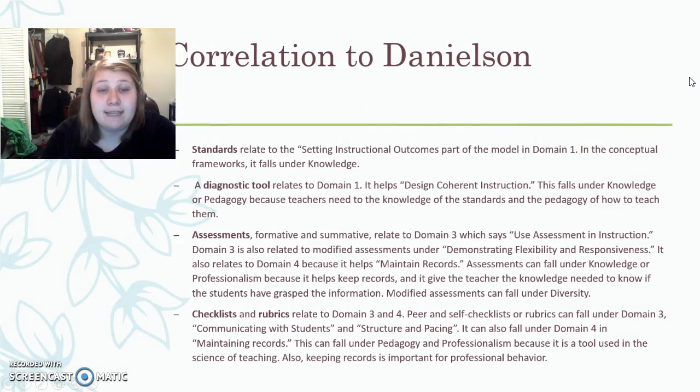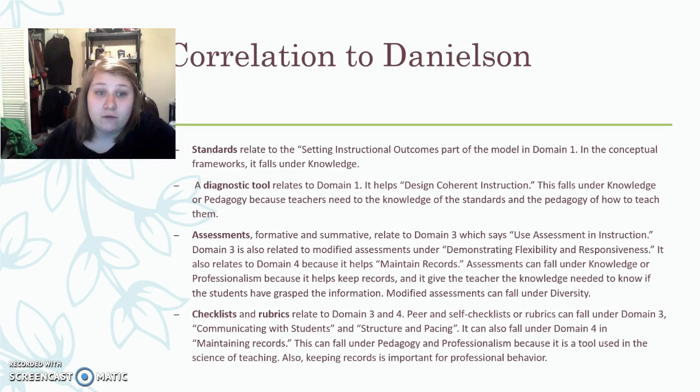The standards relate to domain 1 because you must set instructional outcomes, and in the conceptual frameworks it falls under knowledge because you need to know the knowledge of the standards, you need to know what the standards are, and you need to know all that good stuff so that you can teach it. And then a diagnostic tool also relates to domain 1 because it helps design coherent instruction. You need to know where your students are starting so that you can move forward from there. And it also falls under knowledge because, like I said, you need to know where your students are starting.